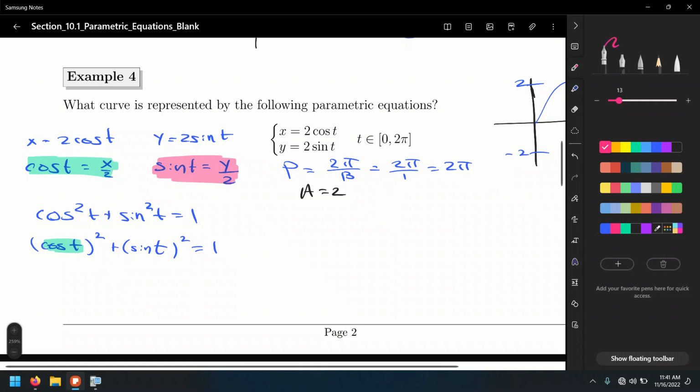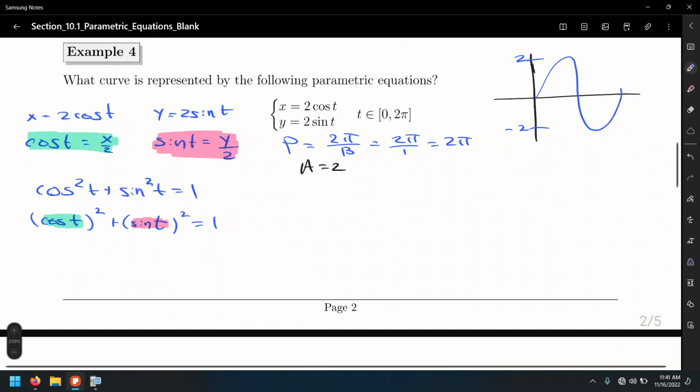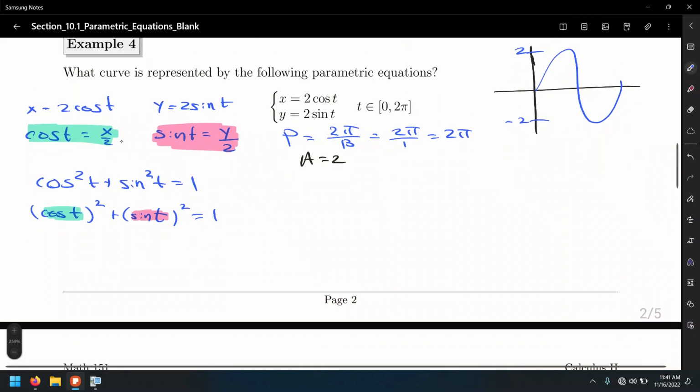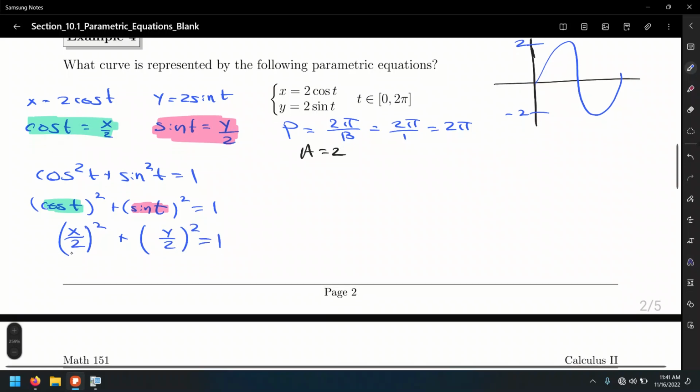Sine. And that's going to be here, all right? So, in this case, we're going to have the quantities x over 2 squared plus y over 2 squared equals 1. And, well, square both numerator and denominator. That's x squared over 4 plus y squared over 4 equals 1. And that's x squared plus y squared equals 4.